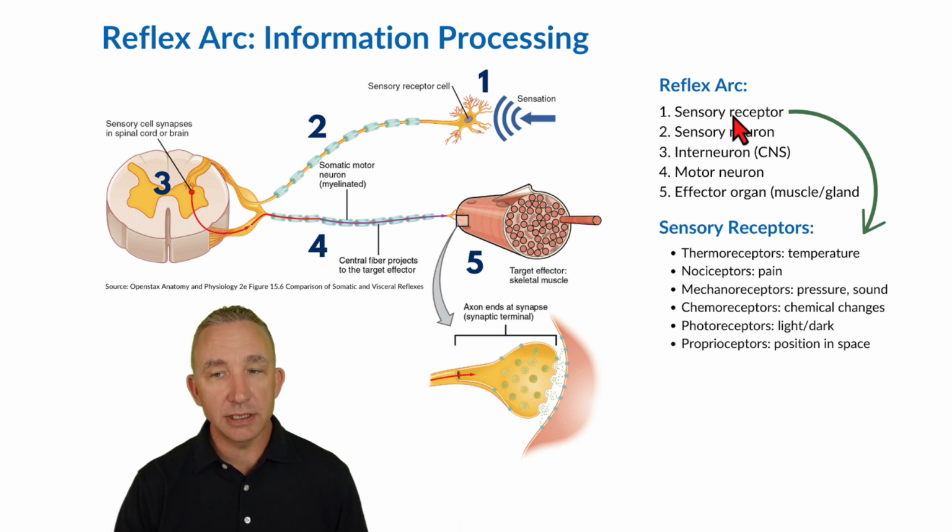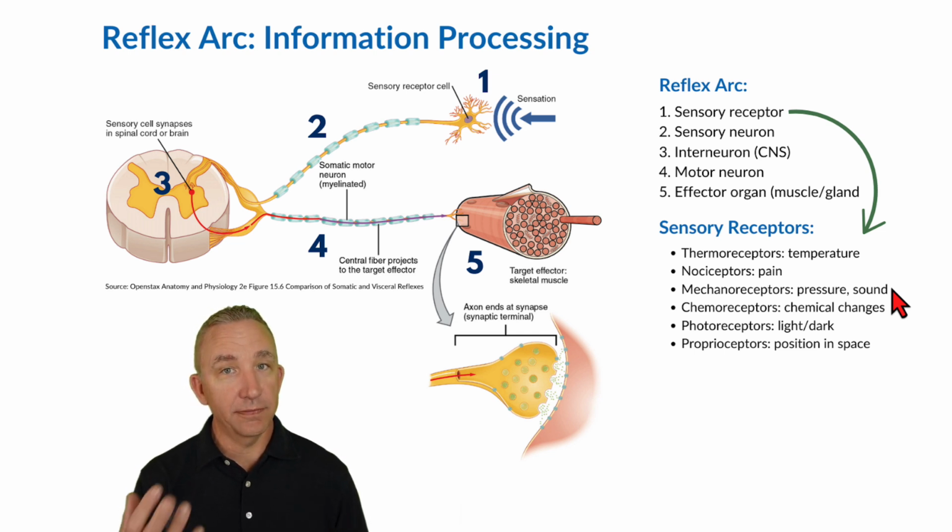But our sensory receptors can pick up things like temperature, so thermoreceptors. Some are specialized for pain, nociceptors, and these can go hand in hand if you step on something hot. Mechanoreceptors relate to pressure. When we get into talking about hearing and sound, we rely on the pressure of fluids to help us hear. Chemoreceptors detect the chemical changes in my body.